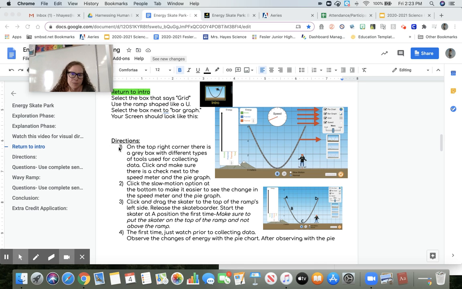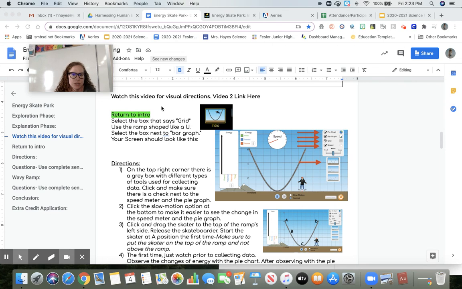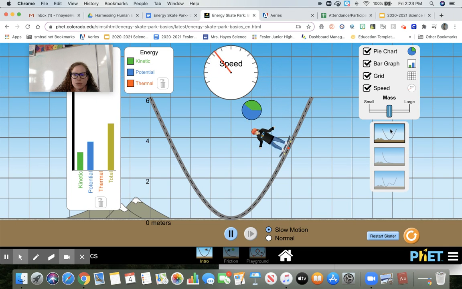Okay, next part. We're going to go into some more detail, and we're still in the intro. We're just going to use this ramp, called the half pipe ramp. We're going to make sure all of these boxes are checked. So I'm already here, okay.